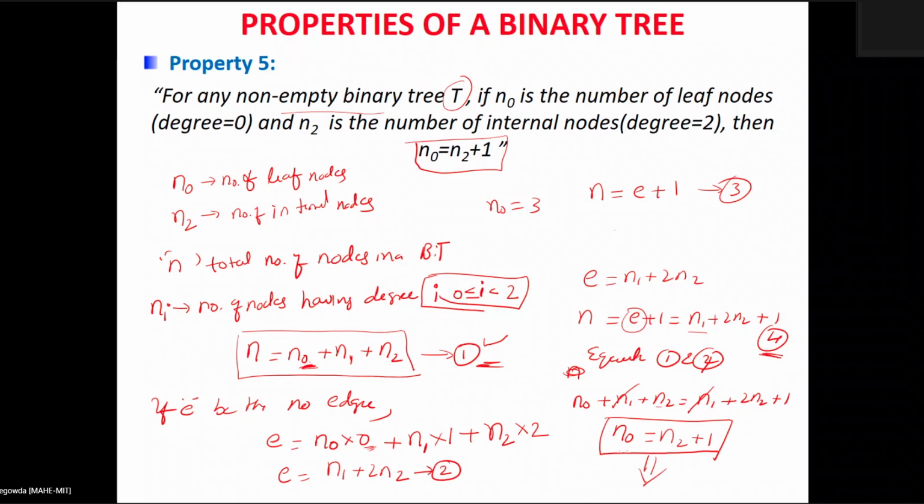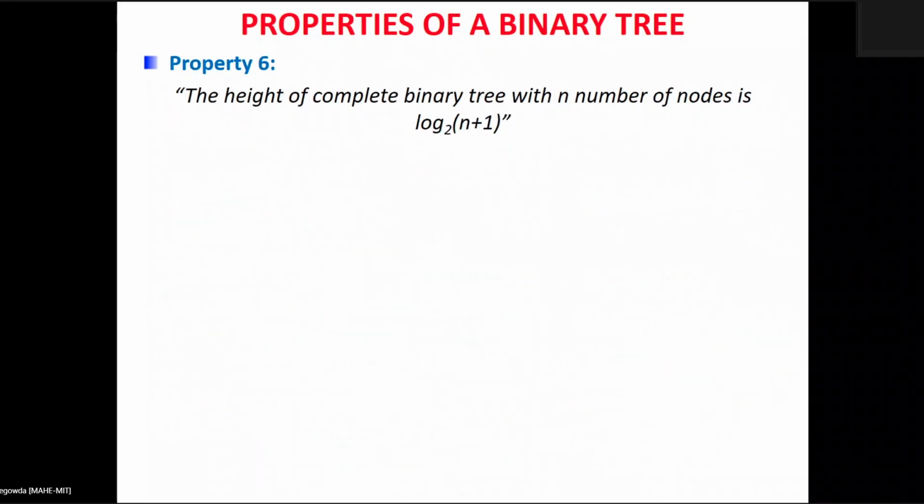So this is property number 5. Next we have property number 6. The definition for property number 6 goes like this: the height of a complete binary tree with n number of nodes is log to the base 2 of n plus 1.